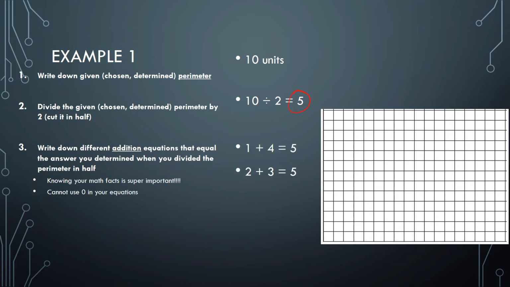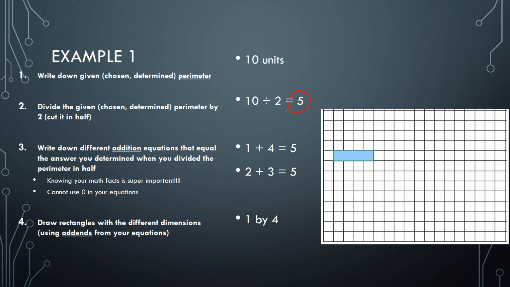So we have 1 plus 4 is 5, and 2 plus 3 is 5. Again, we cannot use 0 because we can't draw a rectangle with 0 as one of the sides. Our next step, we're going to draw rectangles with those dimensions. So we have a 1 by 4, and we have a 2 by 3.